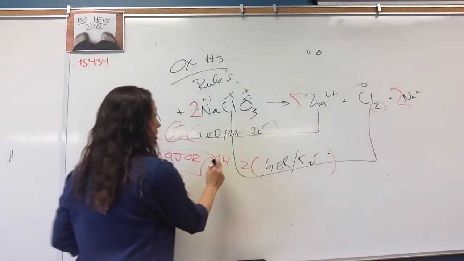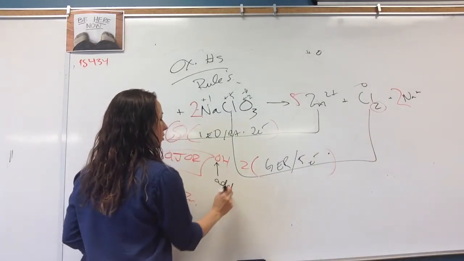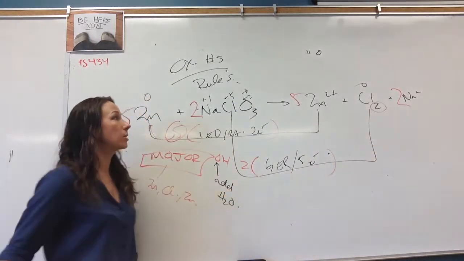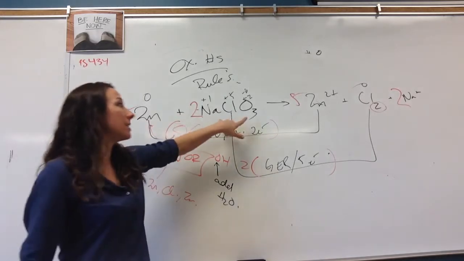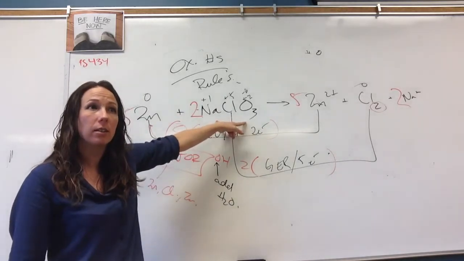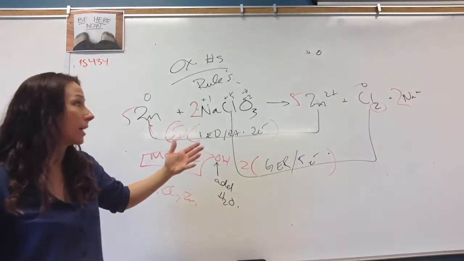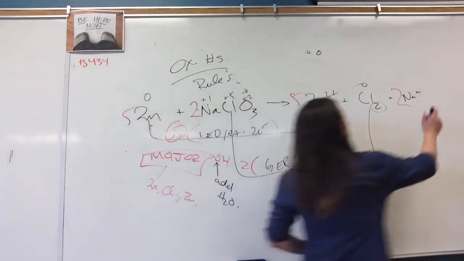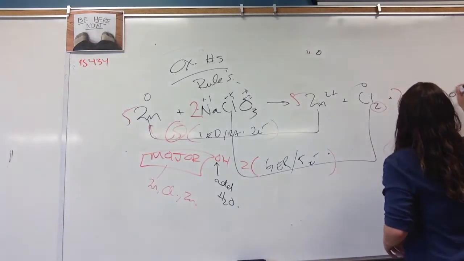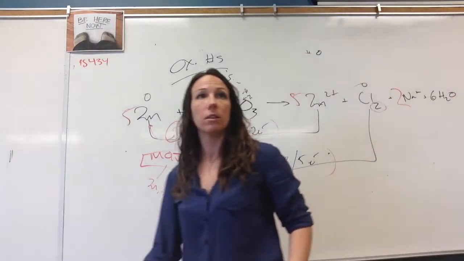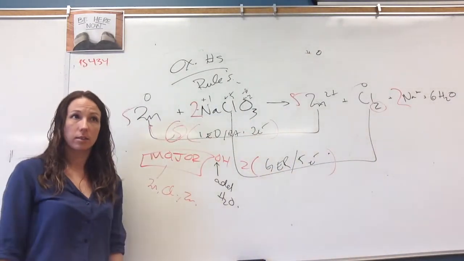Then I balance my oxygens by adding water. I've got 6 oxygens on this side. I need to add water to the other side to balance the oxygens. How many waters am I going to need? 6 waters, in order to have 6 oxygens and 6 oxygens. Everybody get it?